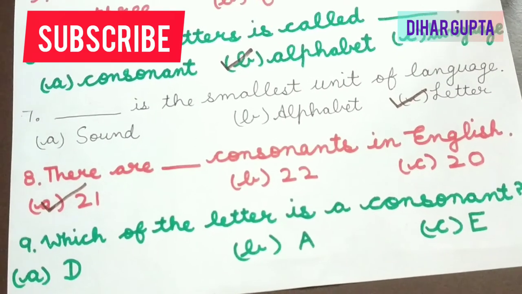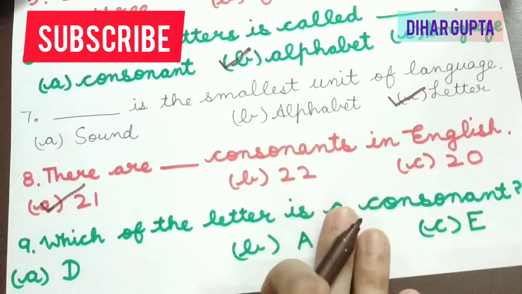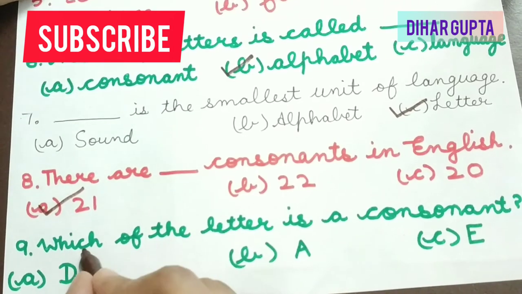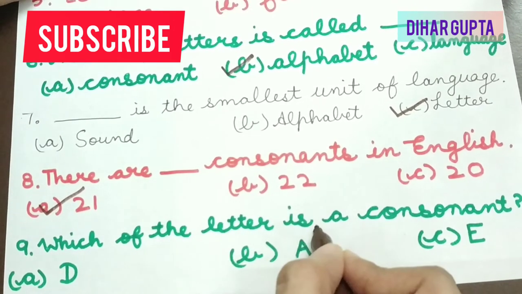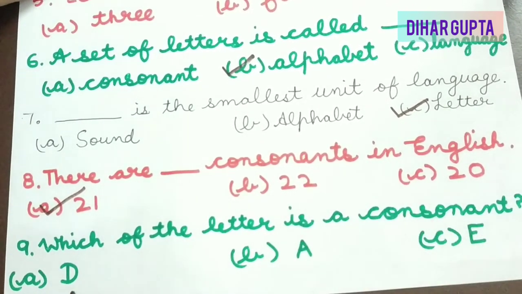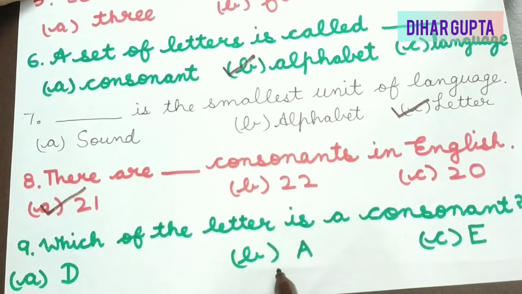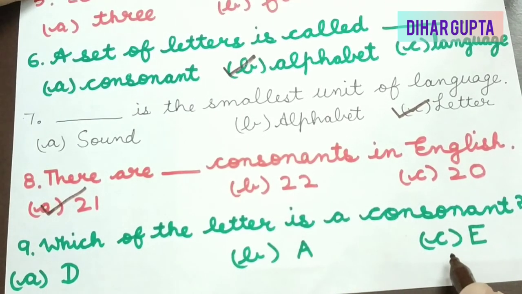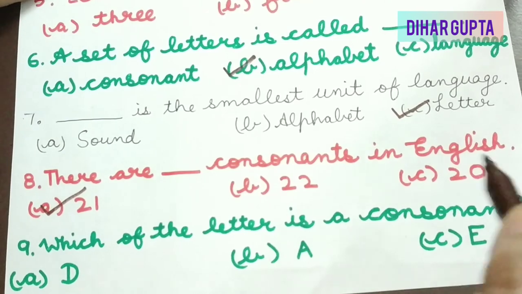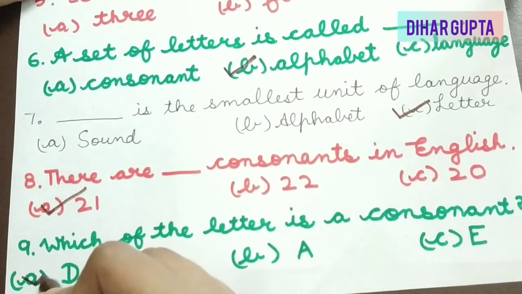Question number 9. Which of the letter is a consonant? A) D, B) A, or is it C) E? So our answer is A) D.